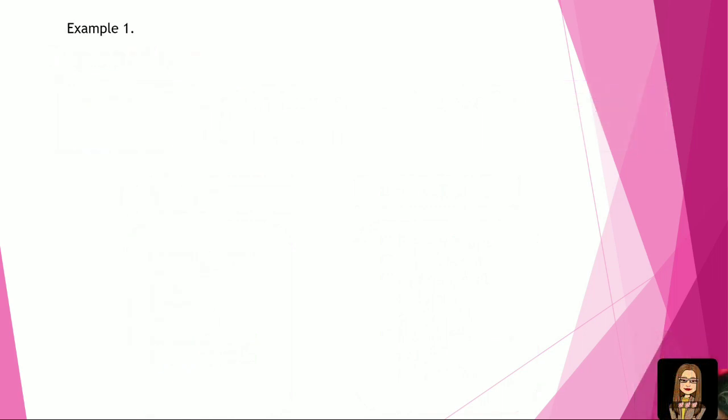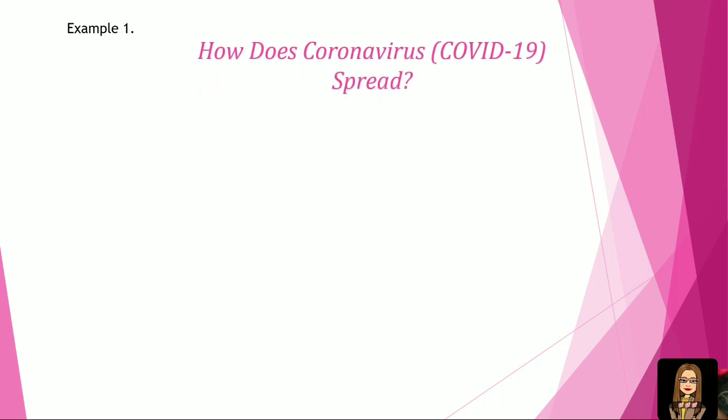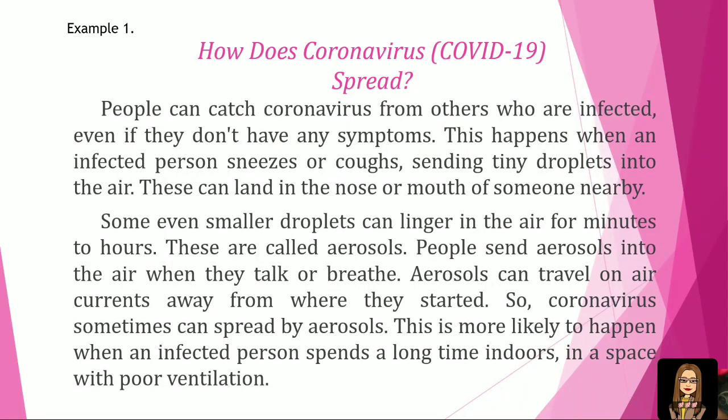I am going to read to you a sample of explanation text. The title is: How does coronavirus COVID-19 spread? People can catch coronavirus from others who are infected even if they don't have any symptoms. This happens when an infected person sneezes or coughs, sending tiny droplets into the air. These can land in the nose or mouth of someone nearby. Some even smaller droplets can linger in the air for minutes to hours. These are called aerosols. People send aerosols into the air when they talk or breathe.